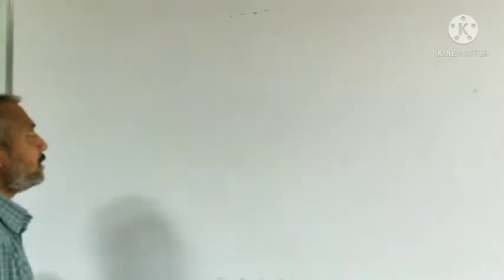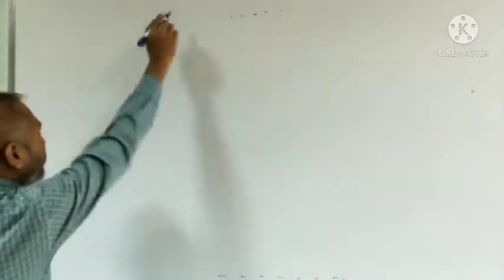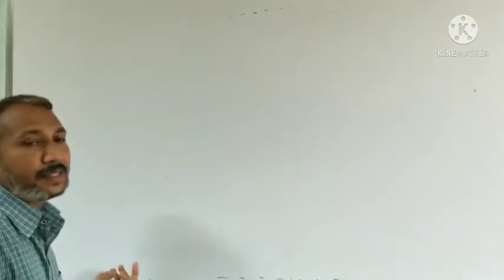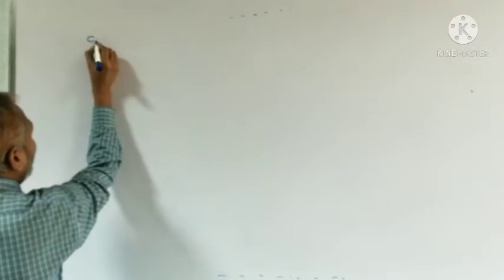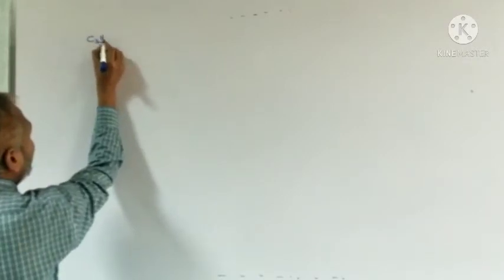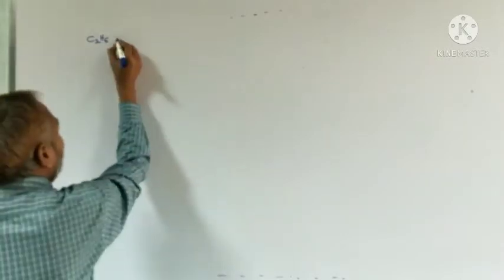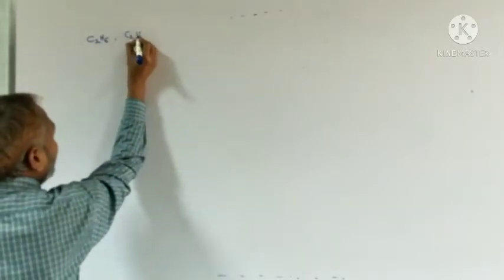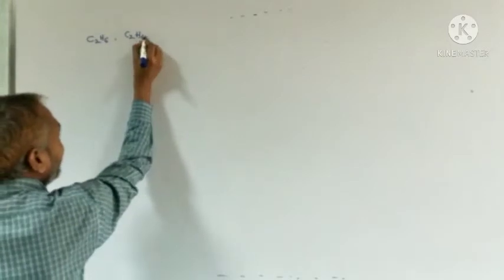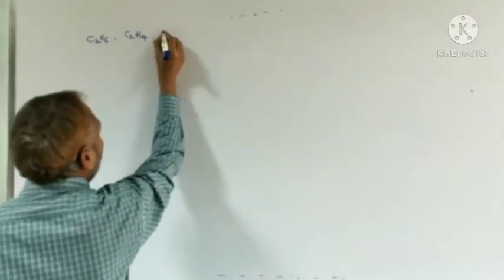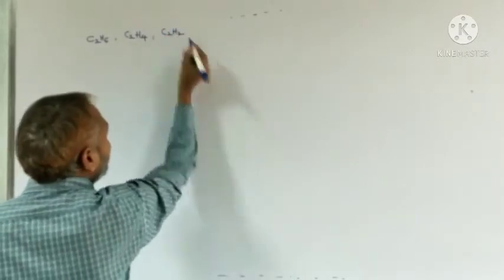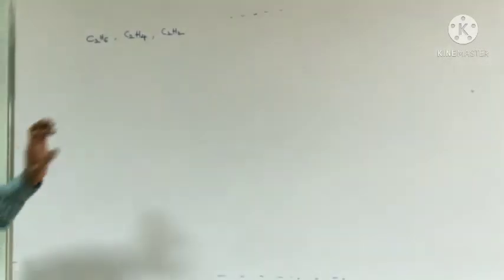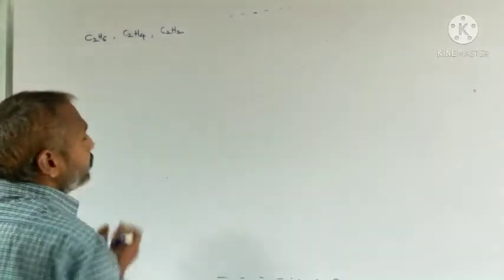Visualize the molecules containing more than one central atom. The best example is ethane. What is the formula of ethane? C2H6. Next, ethene or ethylene, C2H4. And the next one is acetylene, ethyne, C2H2. Now we will discuss which hybridization these molecules undergo.